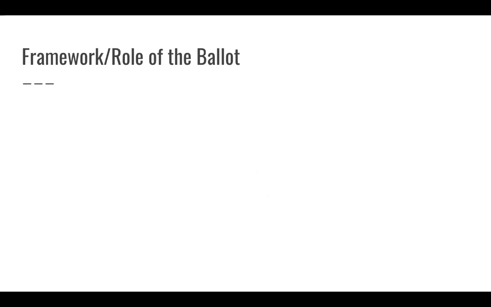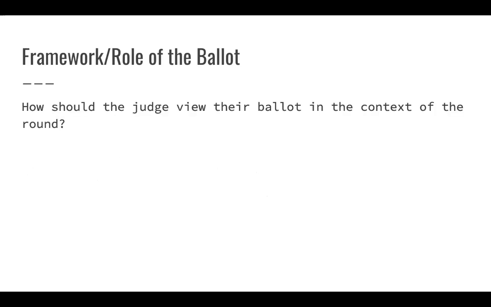Next, framework and role of the ballot. Generally, this is deciding how the judge should view their ballot in the context of the round. You might have seen framework and role of the ballot on topicality, where you're arguing about how the judge should determine the round based off competing ideas, particularly how they should weigh, say, topicality versus how they should weigh, say, a disad.